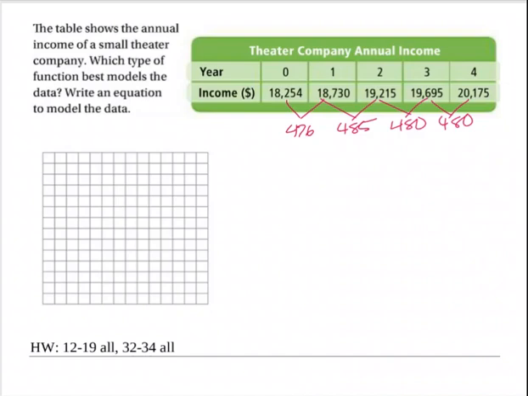Okay. Is this linear? Yes. We're not steadily increasing. We're not steadily decreasing. We're right around 480 the whole time. So we're going to say that this model is going to be linear. So now all we have to do is come up with two things. What are they?